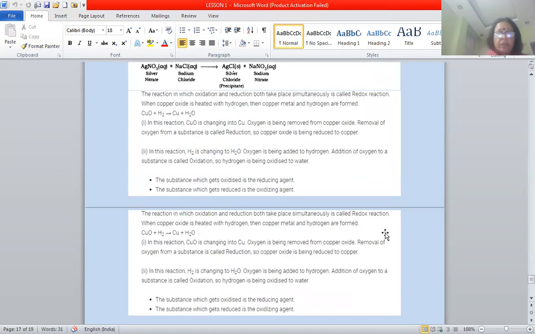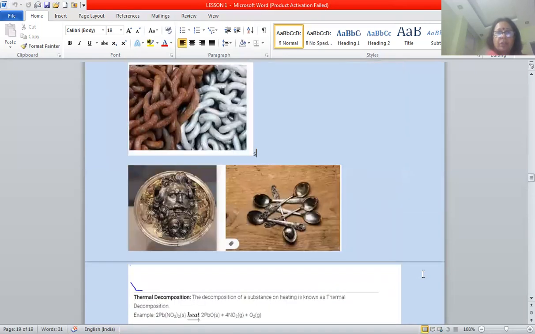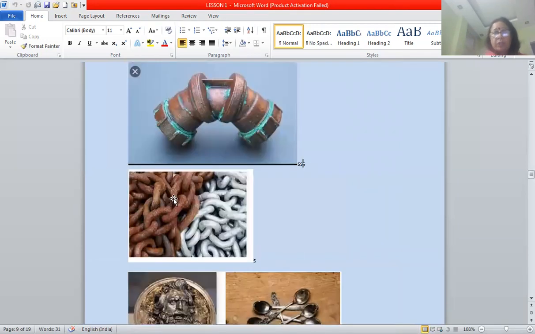Over here, you can see many iron articles. I'll show you the pictures. This is fresh iron, this is rusted iron. These are silver spoons which have turned black due to the reaction of silver with hydrogen sulfide. This is a green carbonate layer formed on a corroded copper coin. You can see this layer of copper carbonate on this pipe.